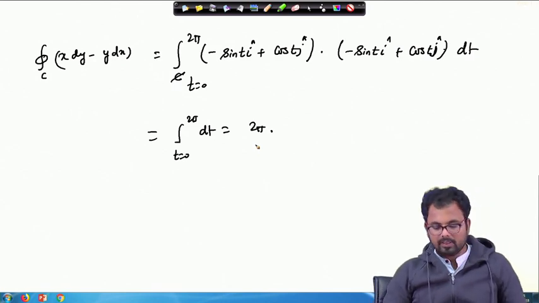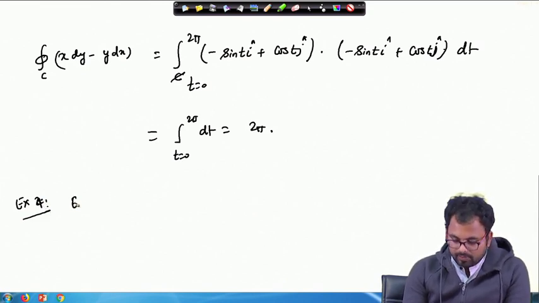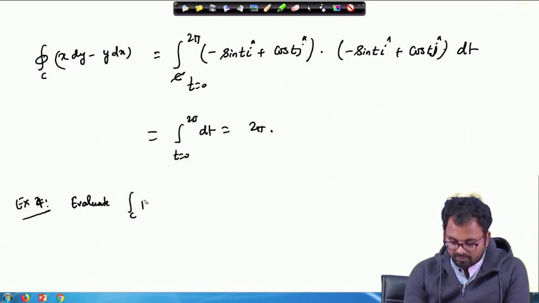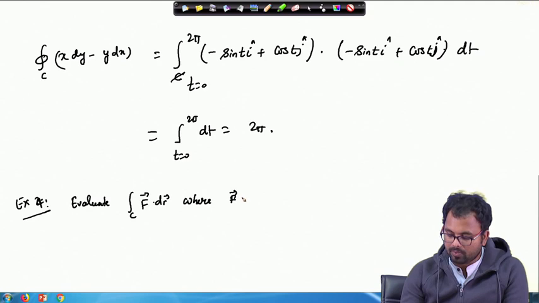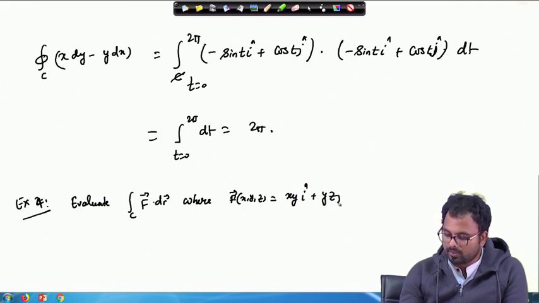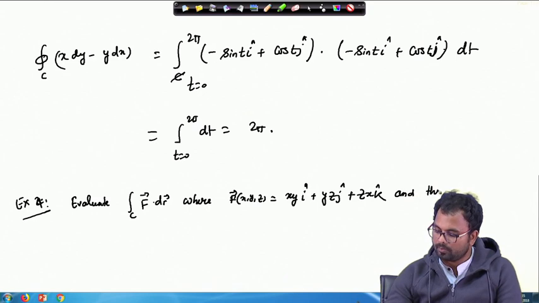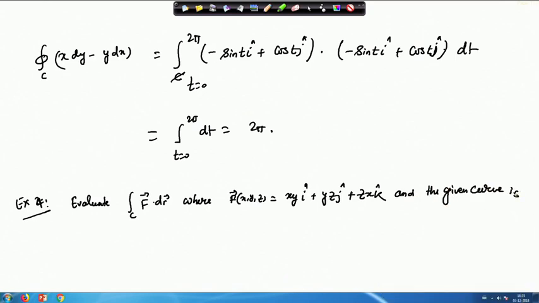What we will do, let us consider this example. So, here in this example, example 4 I believe. Evaluate the integral of f dot dr, where f(x, y, z) is basically xy i plus yz j plus zx k, and the given curve is r equals t i plus t square j plus t cube k, where t runs from minus 1 to plus 1.